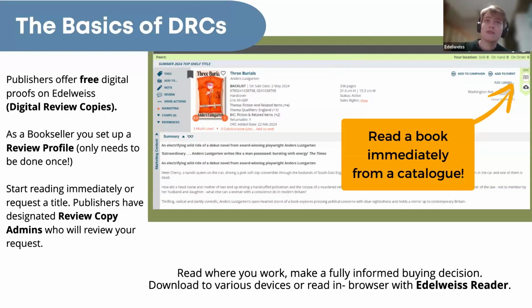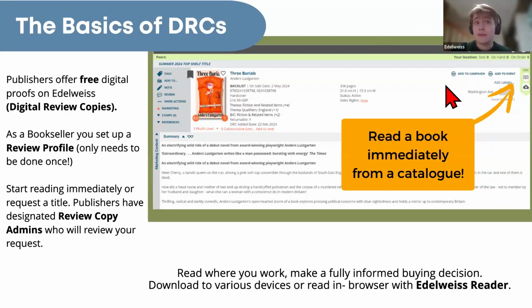So as a bookseller, you set up a review profile, which is a one-time thing. And on the review copy admin side, which is the publisher side, they'll be monitoring those requests and approving or denying. Of course, the benefit to having these in Edelweiss is that you're reading where you're buying. So you can go immediately from a catalogue into a book. And what better way to make an informed buying decision than even just a few flicks through a couple of pages of a title, along with those comps and markup notes from your publishers.